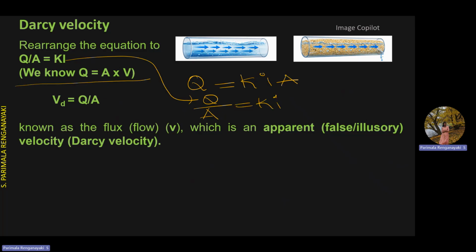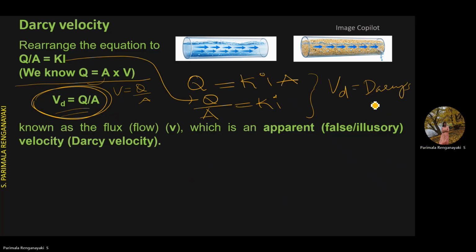We know discharge is equal to area into velocity. Then what is the velocity? From discharge Q by A, the velocity V is equal to Q by A, with A coming down. So the velocity is discharge by area. This velocity is called Darcy's velocity, and this is known as flux.